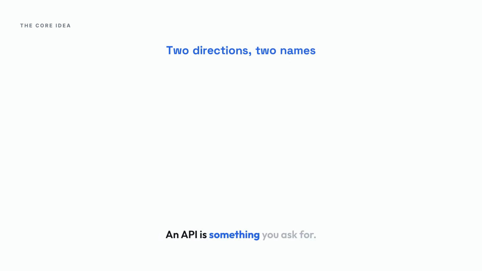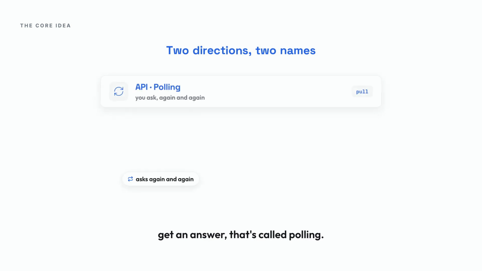Let's say the answer up front. An API is something you ask for. A request goes out and a response comes back. Asking the same thing over and over until you get an answer, that's called polling. It just means repeating the question until you finally get a result. Here's the flow. You ask, did the payment go through? The other side says, not yet. So you wait a bit and ask again, did the payment go through? You keep repeating that until it actually happens.